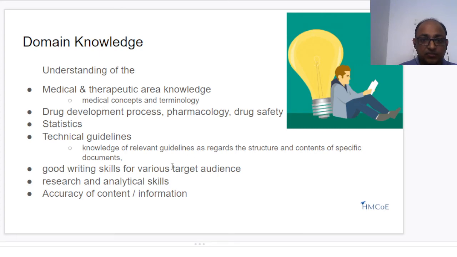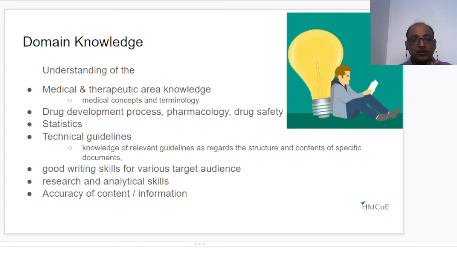And also, you should have good writing skills based on the target audience discussed in the earlier slide. Whether you are writing for patients, whether you are writing for doctors, physicians, or the scientific committee, or whether you are writing for the regulators or the government bodies. So, depending on that, your writing skill will vary.